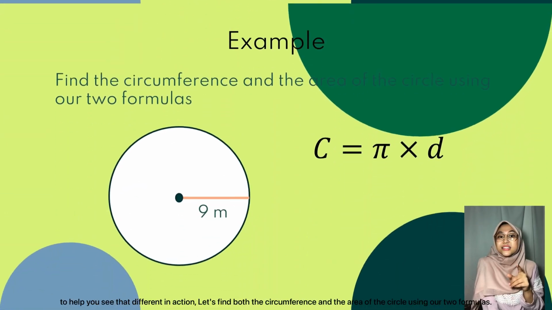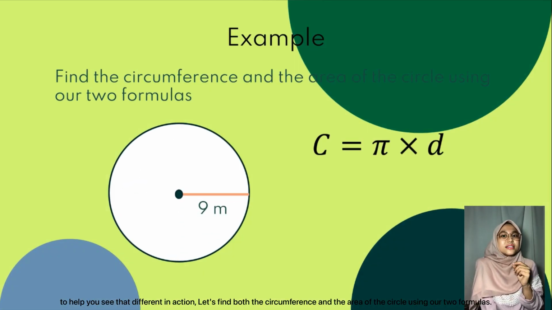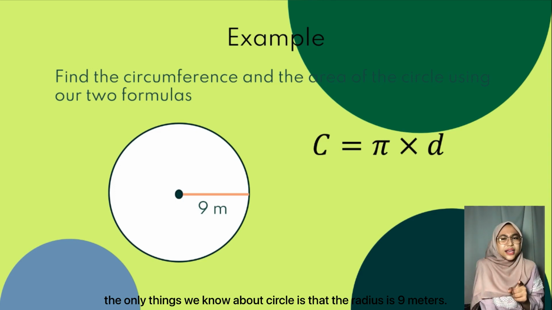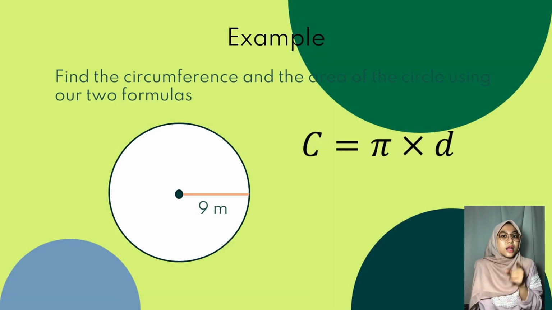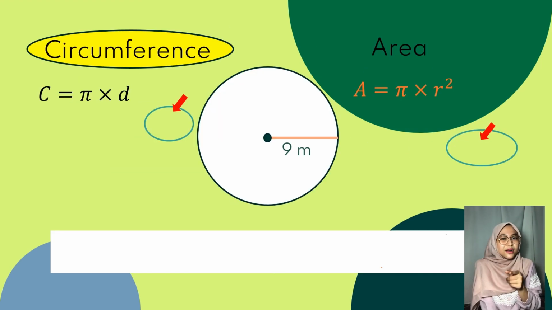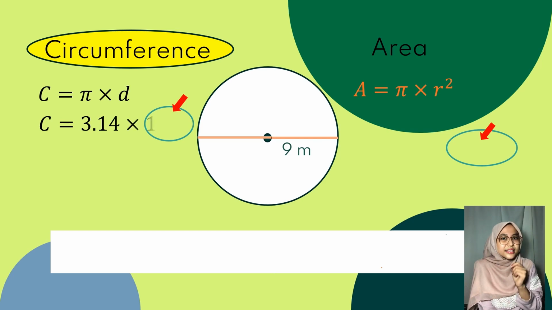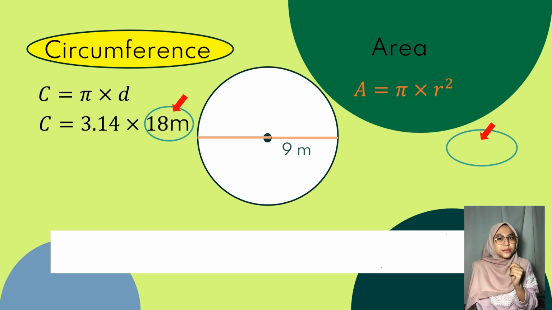To help you see the difference in action, let's find both the circumference and the area of a circle using our two formulas. The only thing we know about the circle is that the radius is 9 meters. Luckily, that's all we need to know. First, we use our formula for circumference. Circumference equals pi times diameter. To get the diameter, we take the radius and multiply it by 2. The radius is 9 meters, so 2 times 9 equals 18 meters.